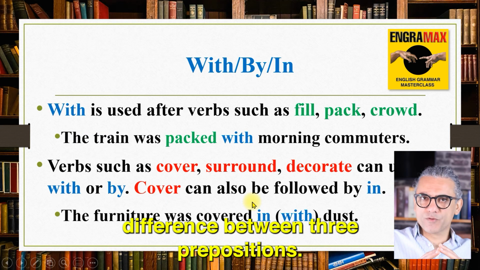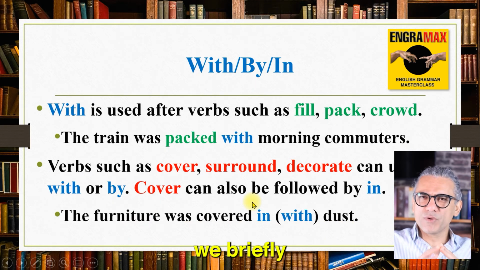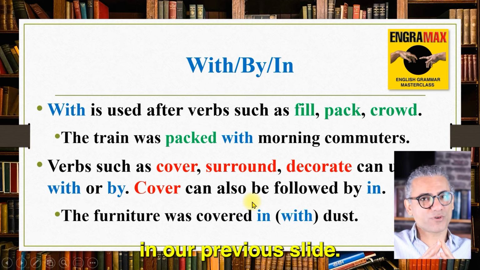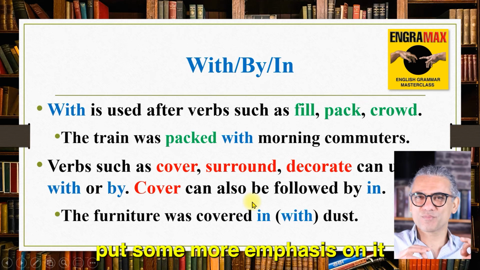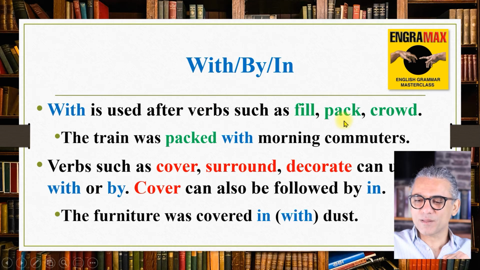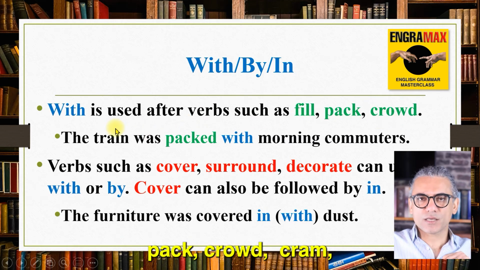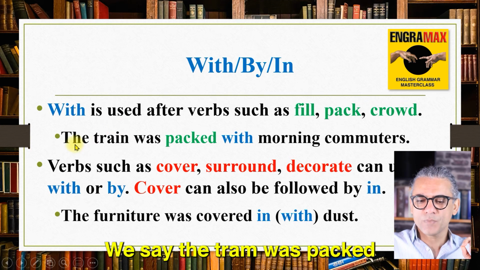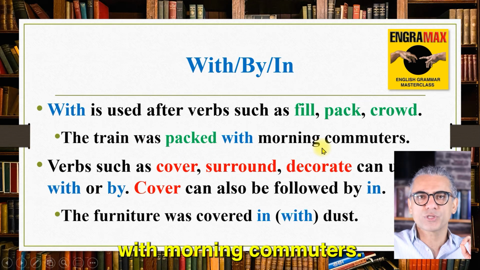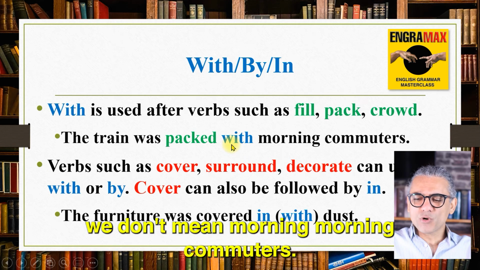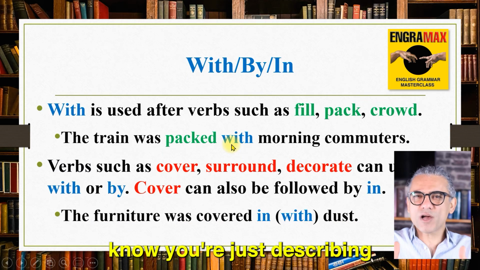Now, let's talk about the difference between three prepositions. We briefly talked about by and with, agent and instrument in our previous slide. Now, we want to put some more emphasis on it. With is used after verbs such as fill, pack, crowd, cram, throng, and verbs with similar meanings. We say the tram was packed with morning commuters. You could say the tram was packed by morning commuters, but we don't mean morning commuters are the agents of this sentence. No, we are just describing the situation here.